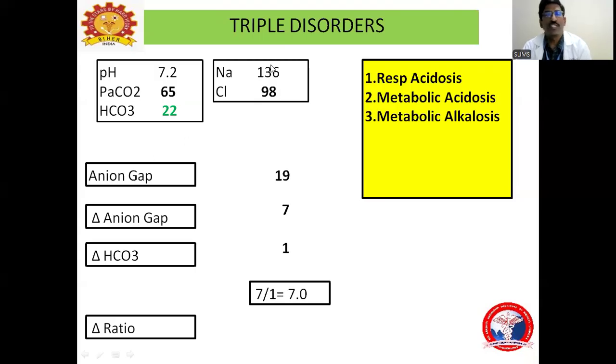Now going to the triple disorder proper. Now anion gap is 19, delta anion gap is 7, that is from 12 it has gone to 19, so it is 7. Bicarbonate change is only 1 or 2. Now we are going to compare the delta gap and delta bicarbonate. That is 7 by 1, the ratio is 7.